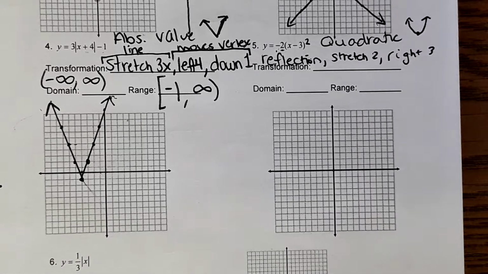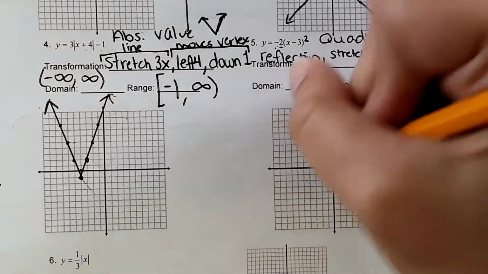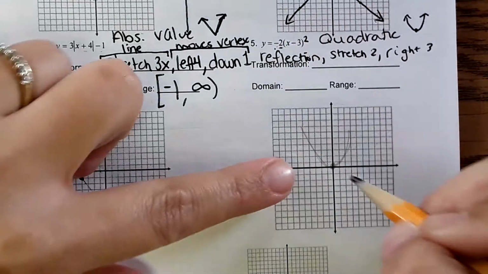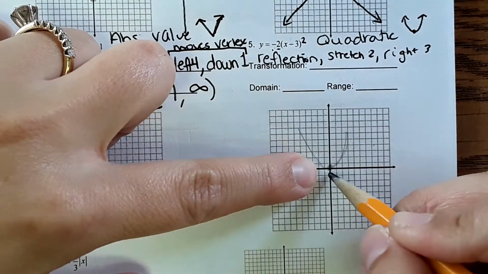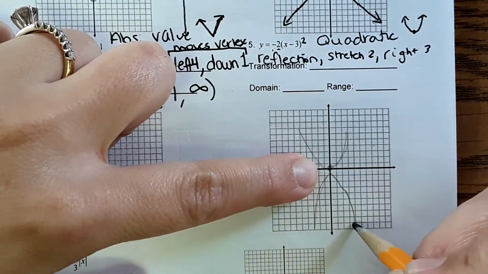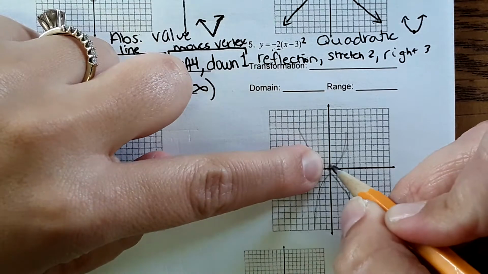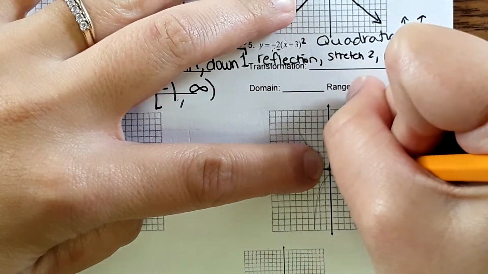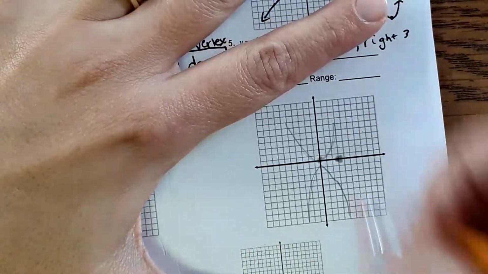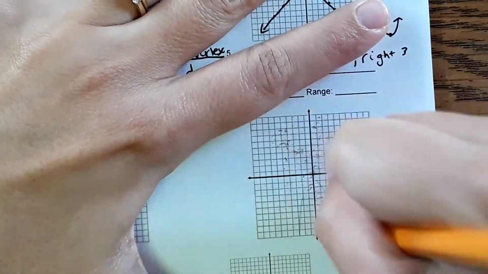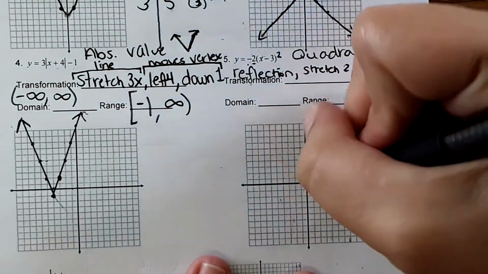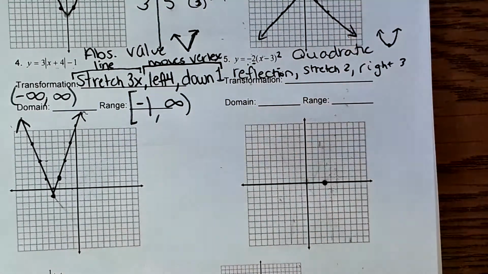Okay, so for the parent function, it would be at 0 and it would look like this. So it's going to be a reflection, so it's going to be actually facing down. And then to the right 3, so 1, 2, 3. This is our origin right here.